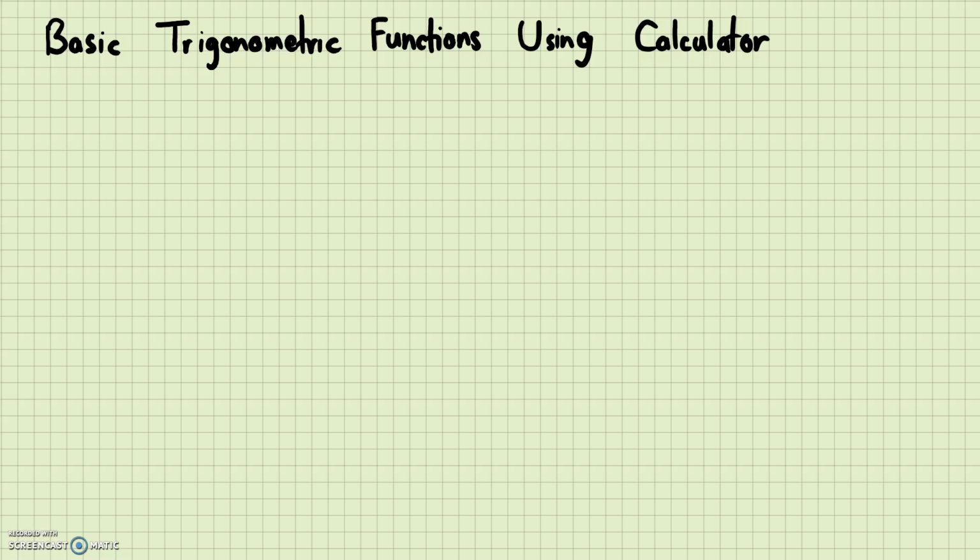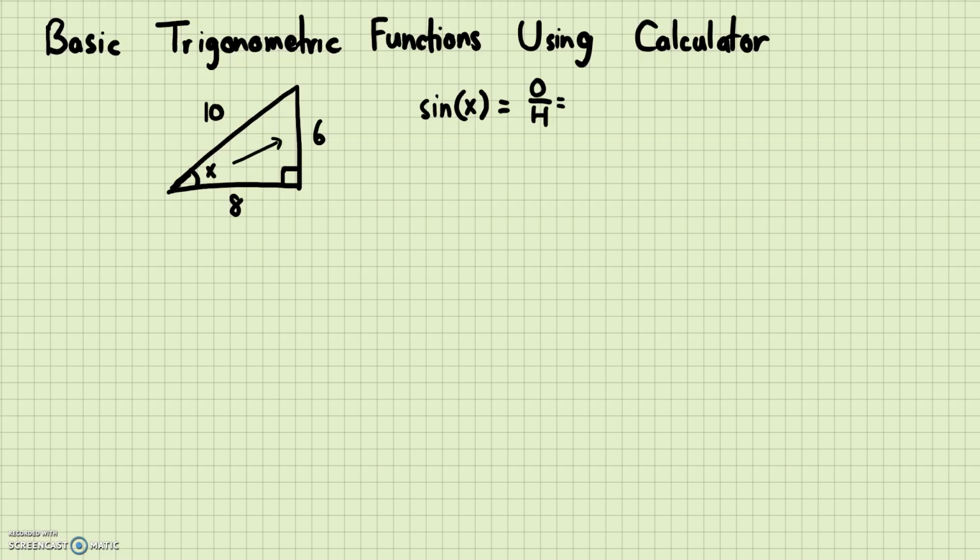So for example, if you have a right triangle like this, and then you have the angle x here, and let's say that this side is 8, this side is 6, and this side is 10. What would the sine of x be? In this case, you don't need a calculator, right? Because we know that sine is the opposite side over the hypotenuse, and the opposite side from x is 6, the hypotenuse is 10. So that reduces to 3/5. And you don't need a calculator to solve this.